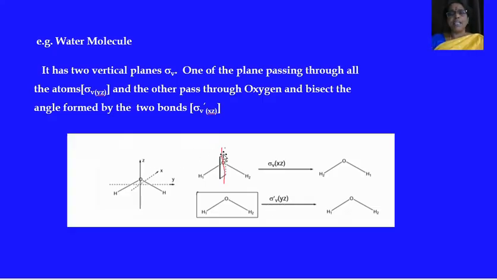Sigma v xz plane is a plane passing through oxygen. Therefore, when we reflect through this plane, hydrogen 1 comes to the right hand side and H2 comes to the left hand side, and the y coordinate changes its sign. When we reflect through the sigma v yz plane, a plane containing all the atoms, the molecular plane, all the atoms (oxygen, hydrogen 1, hydrogen 2) do not change their position, but only the x coordinate changes its sign, and we will get the equivalent configuration. Therefore, water molecule possesses two vertical planes.